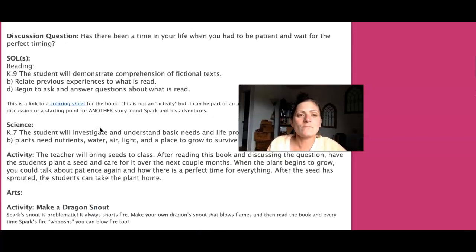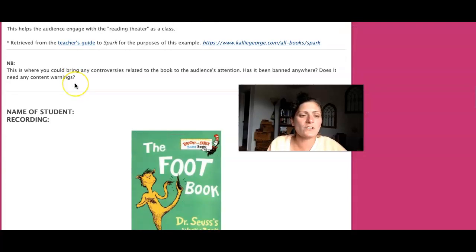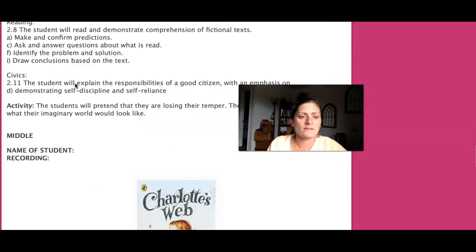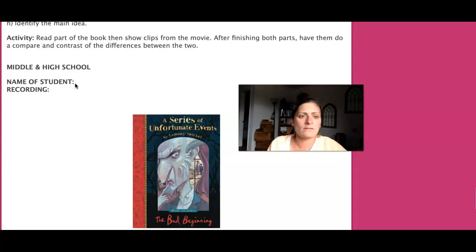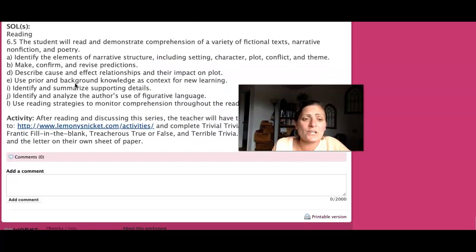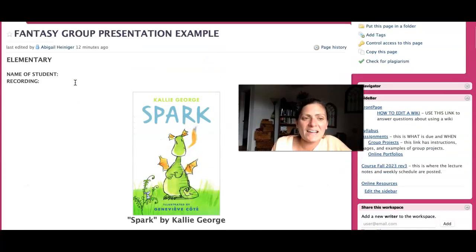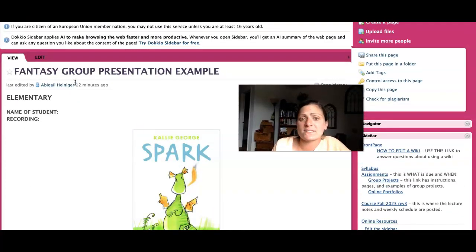So also notice how the group has broken it into elementary, middle, and then middle and high school student readings. That's everything. That means it hits all of the criteria for the class. This is what you need to do. So, for the assignment, this is what you need to do. So, this is an excellent group presentation example.